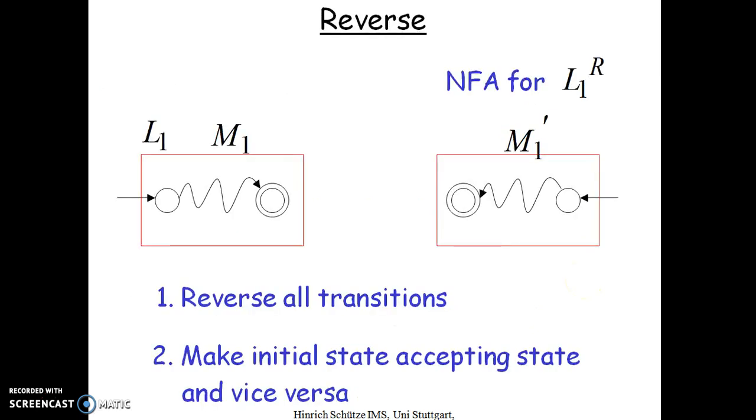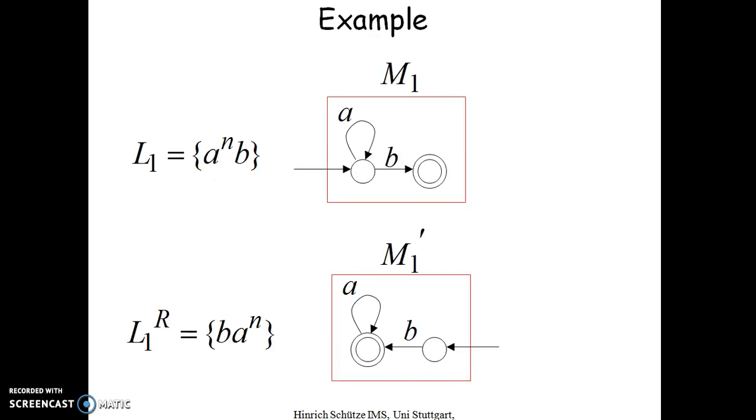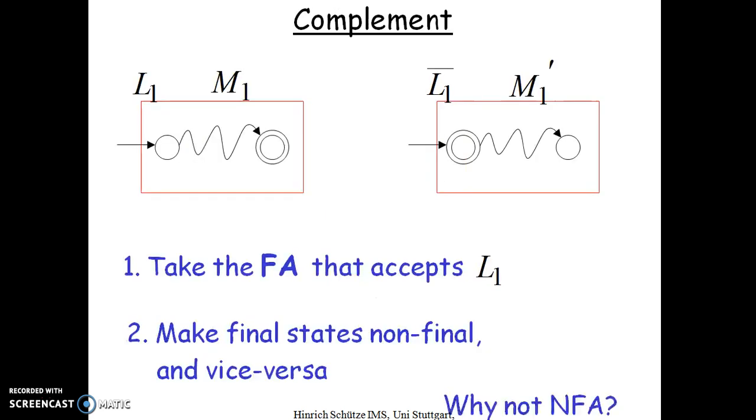It is reverse. How to find the reverse is just simple: make your initial state the final state and your final state the initial state. So as an example, if I write a to the power n b, then L1 power r, that is string reversal or language reversal, will be b a to the power n.